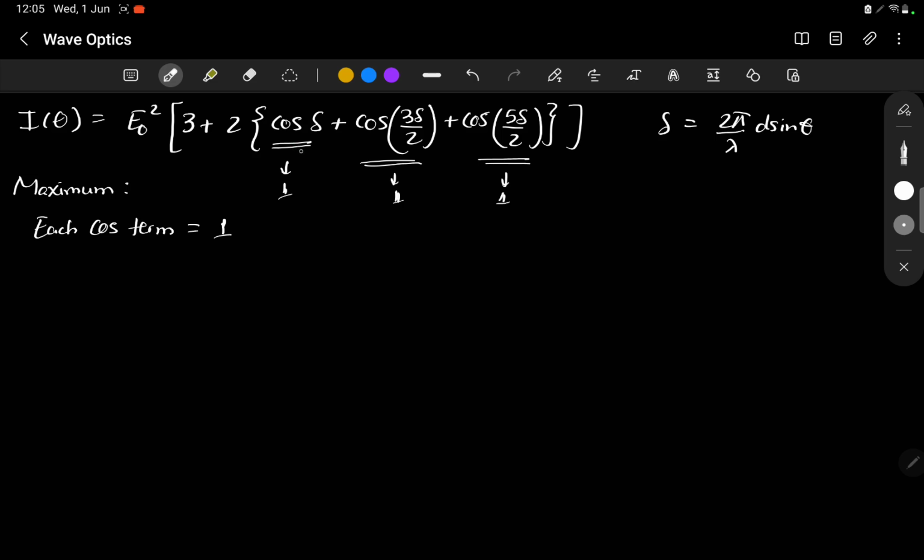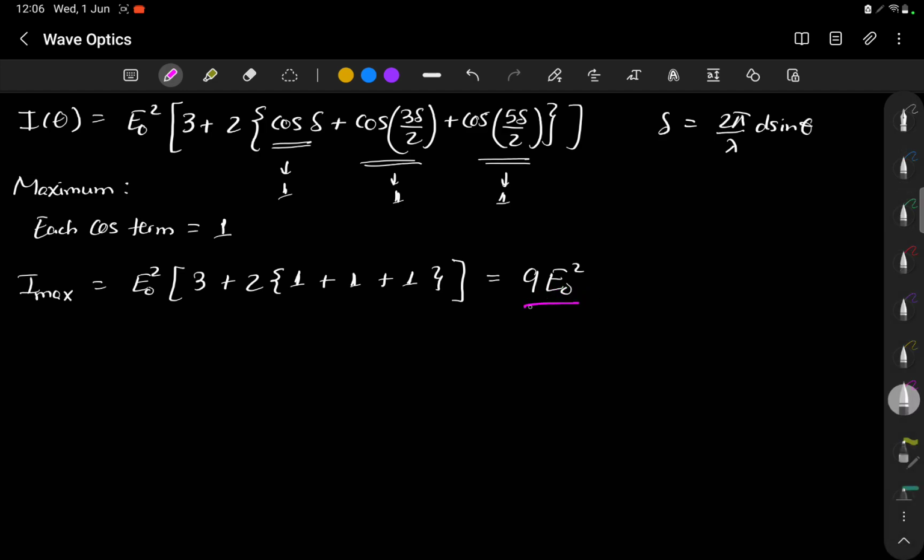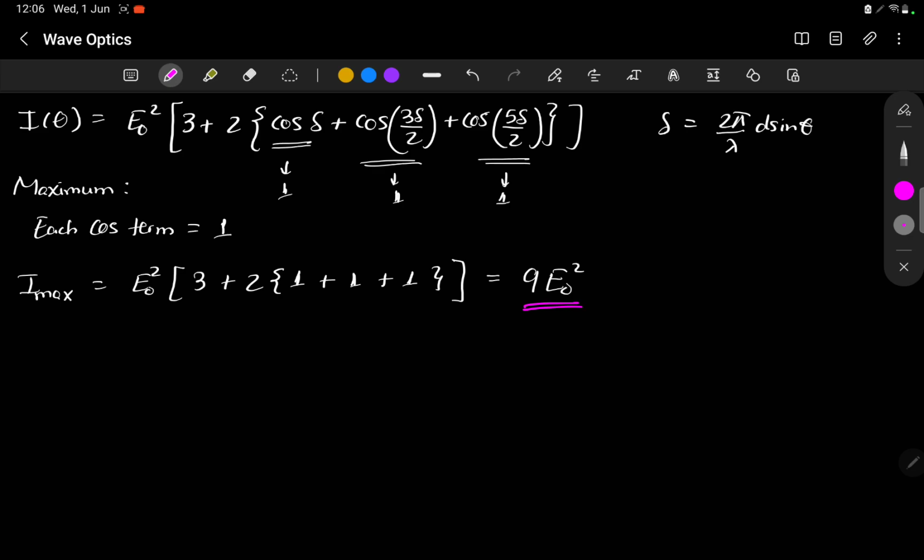Let us see when each of the cosine terms goes to 1. It is not that only one cosine term needs to go to 1. Each of the cosine terms needs to go to 1. So the maximum intensity would then come out to be, in that case, E naught squared times (3 plus 2 times (1 plus 1 plus 1)). So this is going to be our maximum intensity. We need to find out the condition for delta or theta at which we get this maximum intensity.